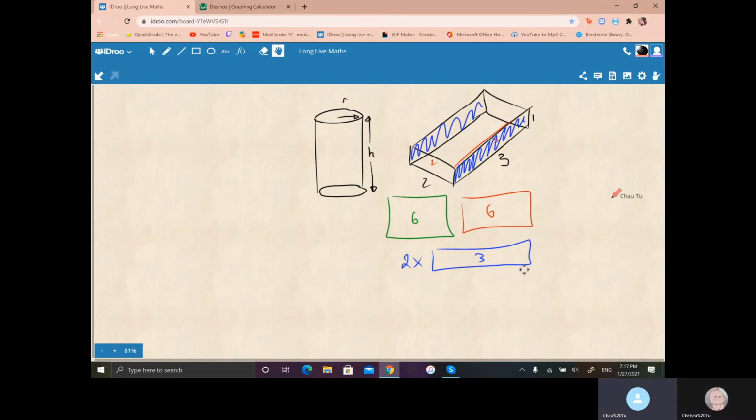Okay. What else do I need? 2. And another 2. Yeah, so I need this, let me choose another color, this purple area here. Can you see that? Around the back. So that would be 2 times 1. Can you see that? So how much metal do I need altogether? I need 6, and 2 lots of 3, and 2 lots of 2. So how much metal do I need altogether?